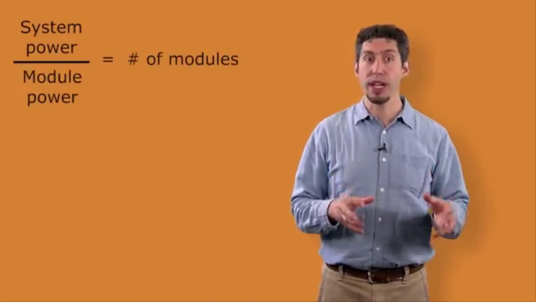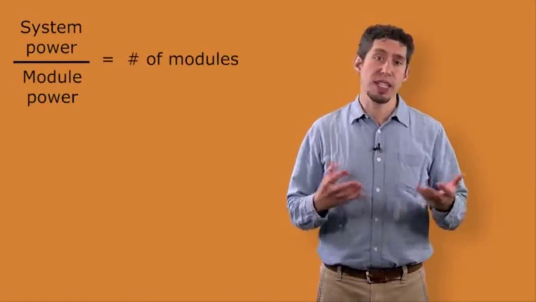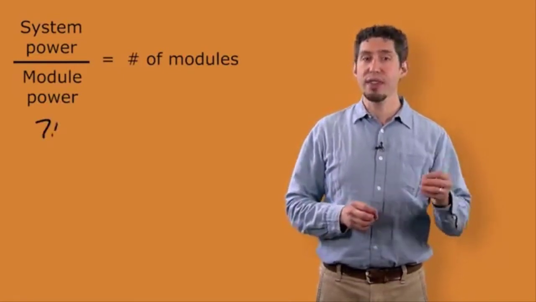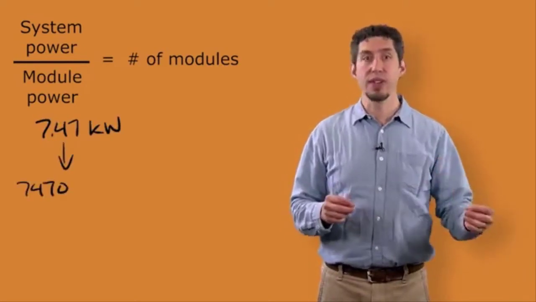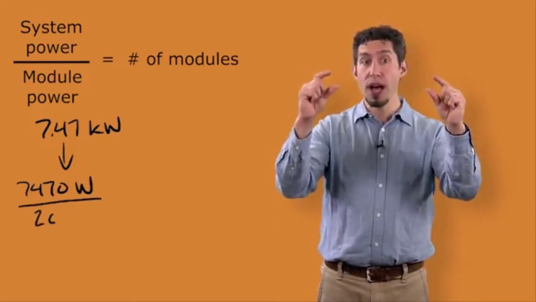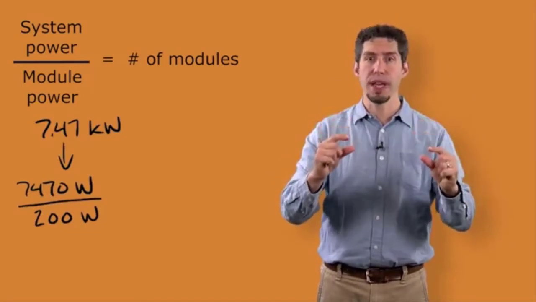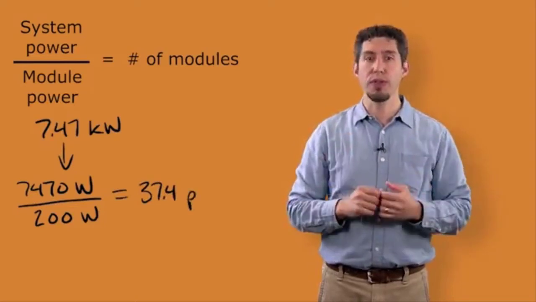Now that we know the total power, the next step is to take that power and determine how many photovoltaic modules are needed to equate to that power. To do this, we take the total system power and divide by the power rating of the photovoltaic module you might use. In this example, 200 watts is a common size panel. So if we take the 7.47 kilowatt system and first convert it from kilowatts to watts, we get 7,470 watts. We then divide the 7,470 watts by the 200 watts per panel, which is, again, that panel rating. We come out to a value of 37.4 panels.